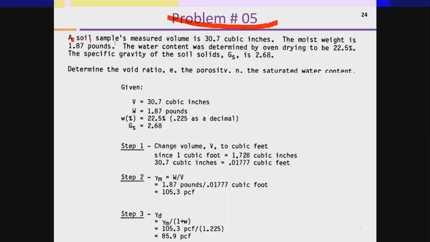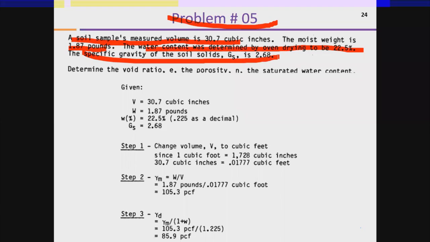In numerical number 5, a soil sample measured volume is 30.7 cubic inches. The moist weight is 1.87 pounds. The water content was determined by the oven drying method and is equal to 22.5%. The specific gravity of the soil solids is equal to 2.68. Okay guys, now I am given the volume in cubic inches, 30.7, the weight in pounds, 1.87, the moisture content, 22.5%, and the specific gravity, 2.68.